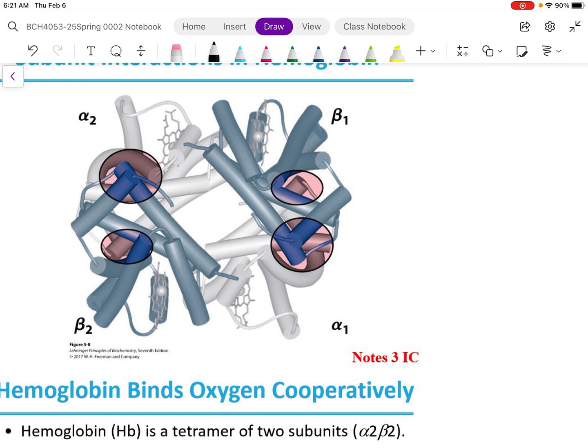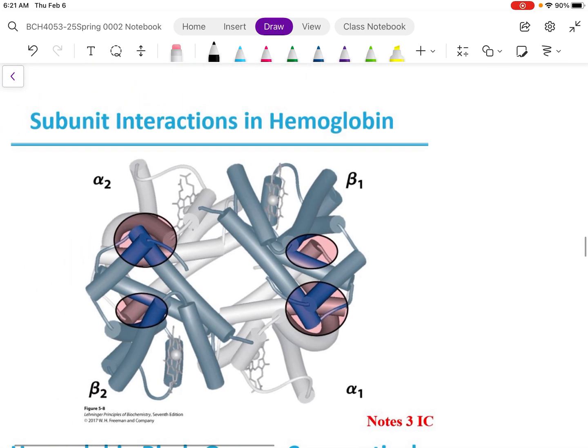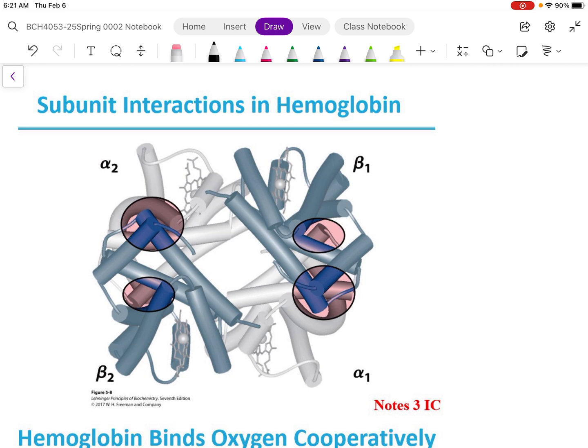Okay, so I'm going to shift gears now from myoglobin to hemoglobin. Right? So there's a picture there of hemoglobin. And what is the purpose of hemoglobin? To transport oxygen. What's the difference between myoglobin and hemoglobin? They both bind oxygen. Myoglobin is used more for storage. Hemoglobin is used for transport.